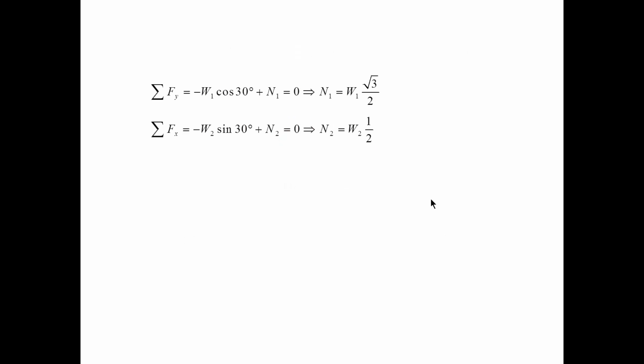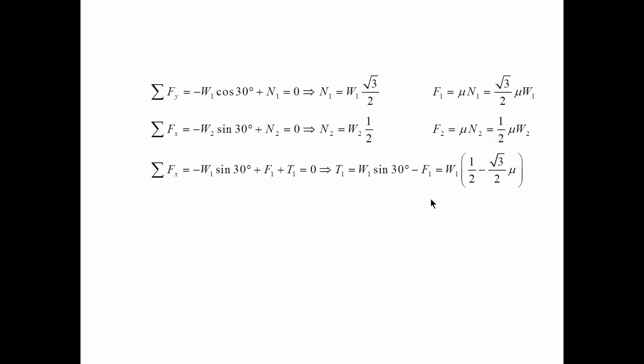First, we solve the equilibrium equations for the normal forces N1 and N2. Then I will use the friction conditions between the logs and the slope to determine the friction forces. Then I will use the remaining equilibrium equations to determine the tensions T1 and T2. They are now expressed in terms of the weights W1 and W2.